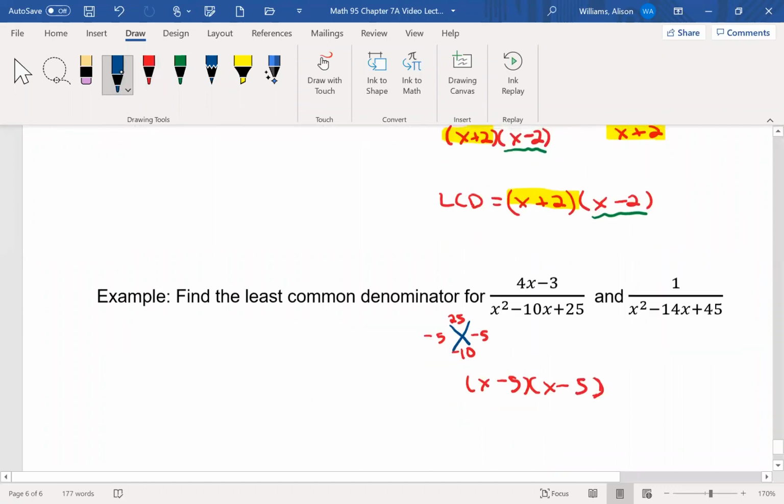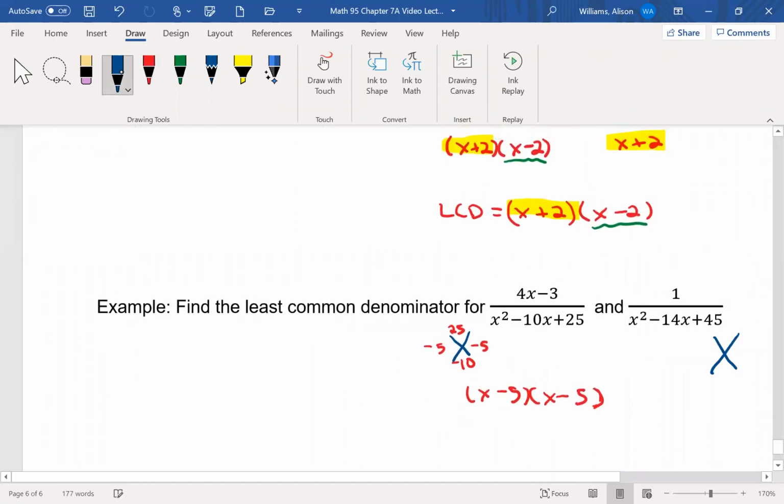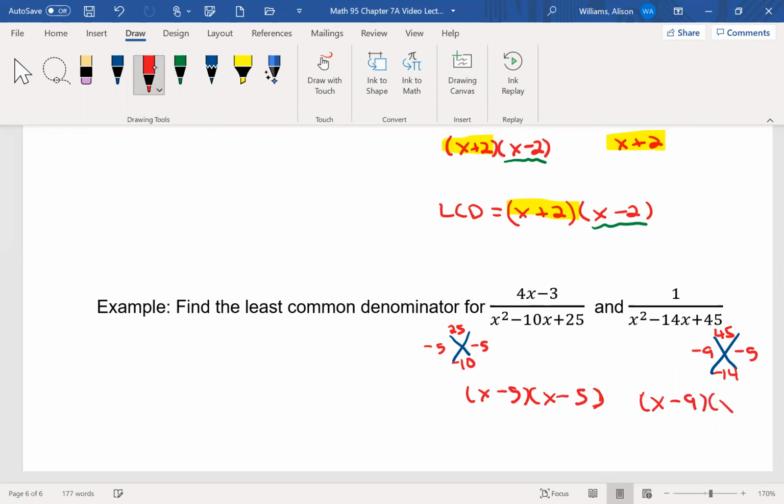The second one, that's going to be 45 and negative 14. Okay, so two numbers that multiply to be 45, but add to be negative 14 would be negative 9 and negative 5. Okay, so that's going to factor into x minus 9, x minus 5. Okay, so these are the two fractions here. Okay, so what do they have in common? X minus 5.